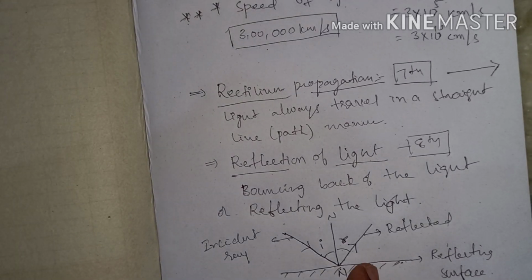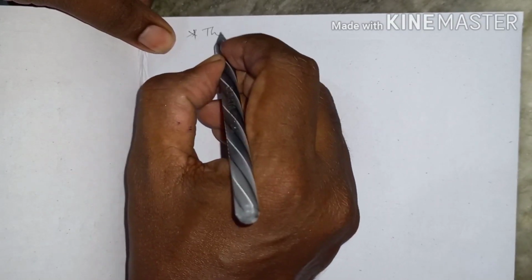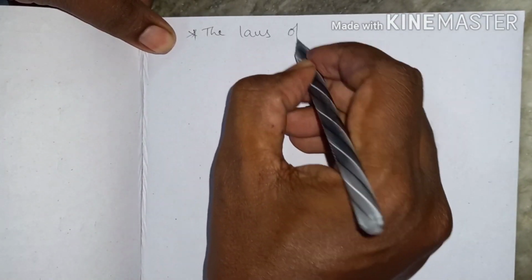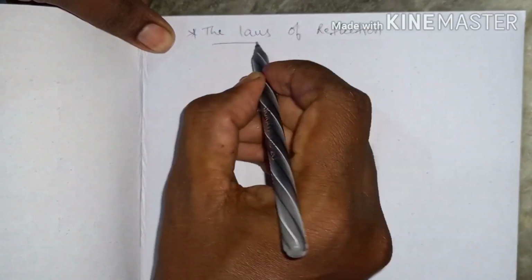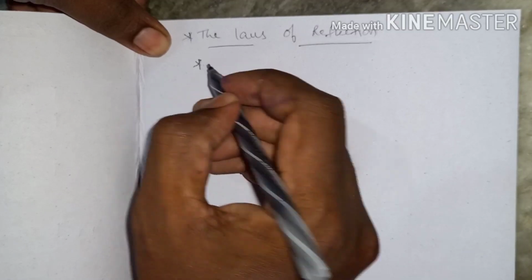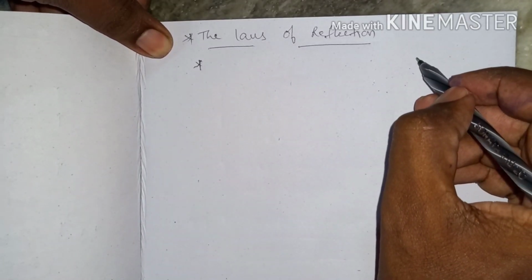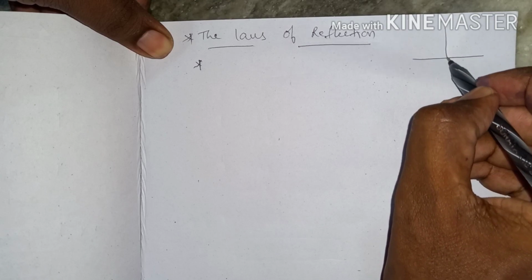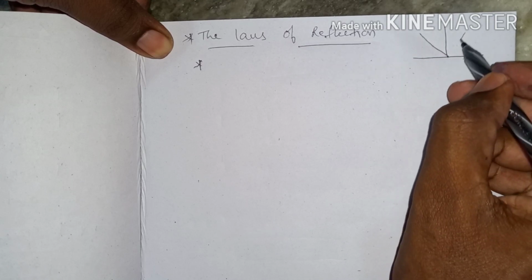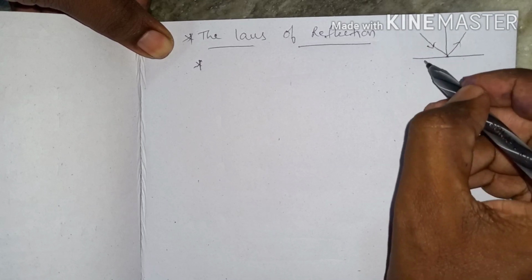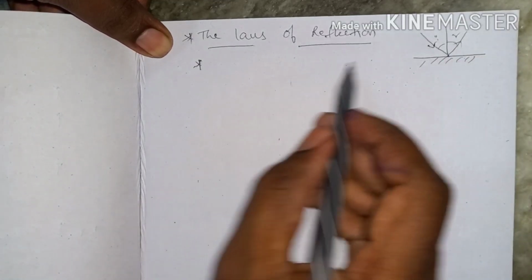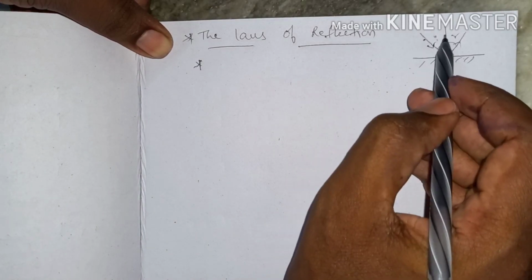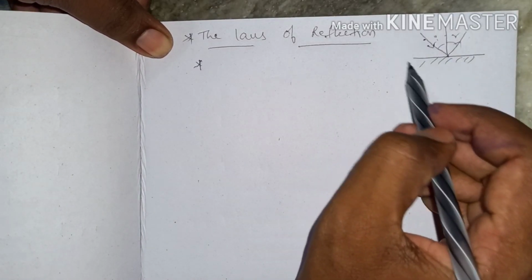So what are the laws of reflection? First law. What is the first law? What we explained earlier: this is the normal, this is the incident ray, this is the reflected ray, this is the reflecting surface, angle I, angle R. The incident ray, normal and reflected ray lie in the same plane.